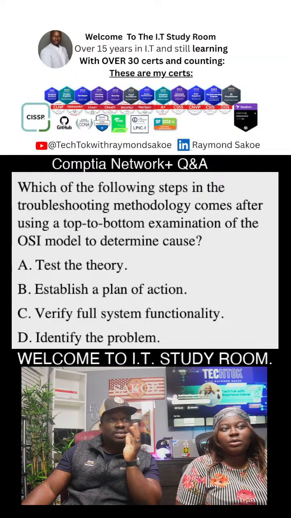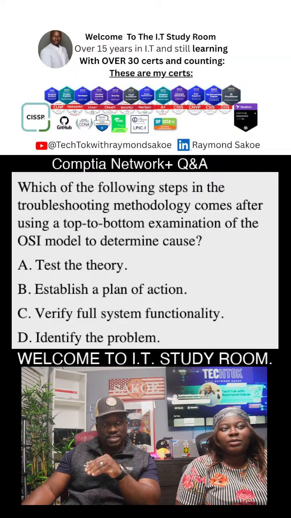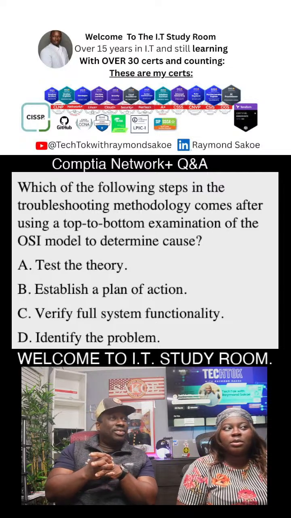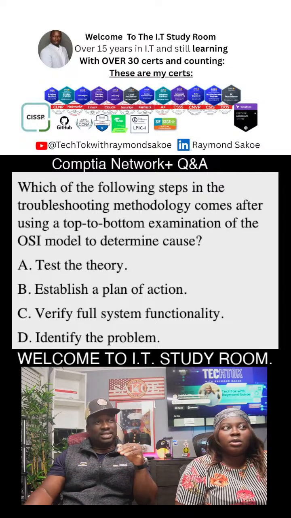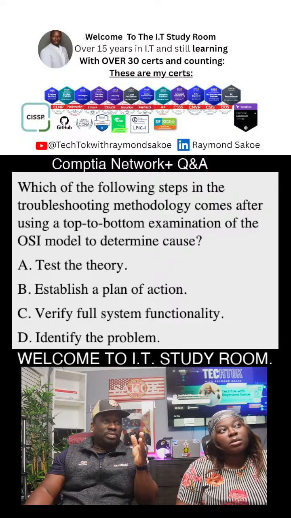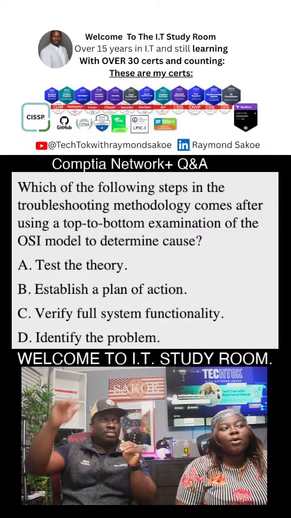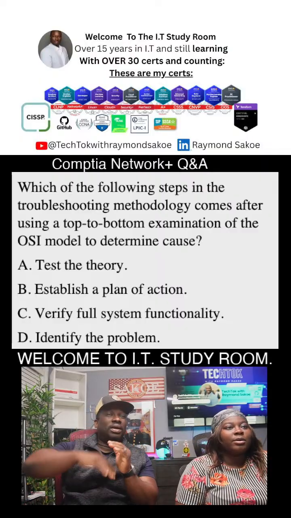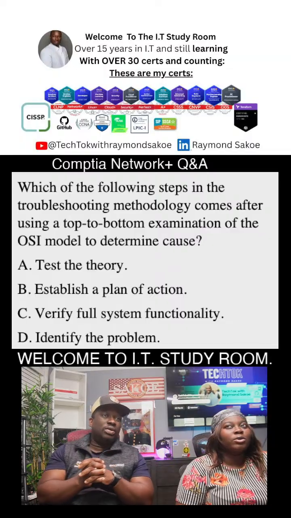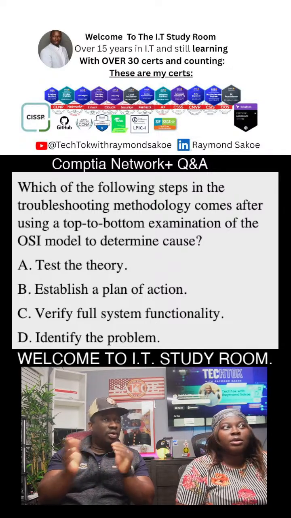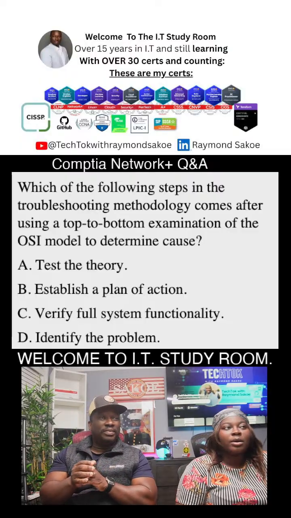So which troubleshooting methodology step comes after using the top to bottom examination of the OSI model to determine cause? What does top to bottom mean? With the OSI model, remember there are multiple layers. You can use "All People Seem To Need Data Processing" from the top layer all the way down, or "Please Do Not Throw Sausage Pizza Away" from the bottom up. The OSI model is ideal when it comes to figuring out what went wrong, or determining the cause of an issue.